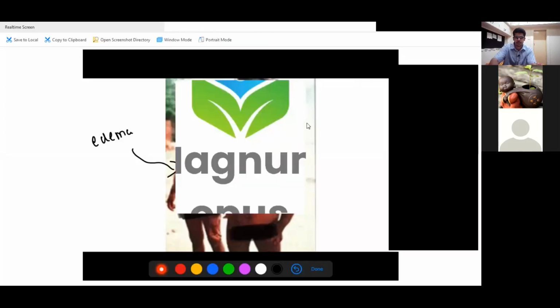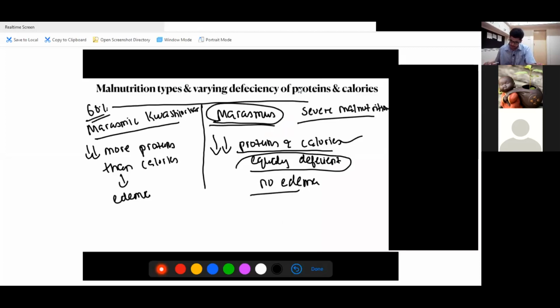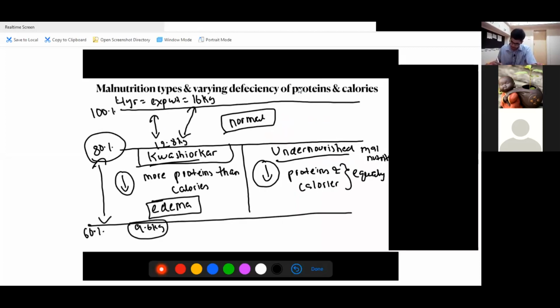Previous slide, please. See, I'll explain this again. If a patient is between 80 to 60%, he's either Kwashiorkor or undernourished. If there is no edema, why is there no edema here? Because proteins and calories are equally deficient, so no edema.